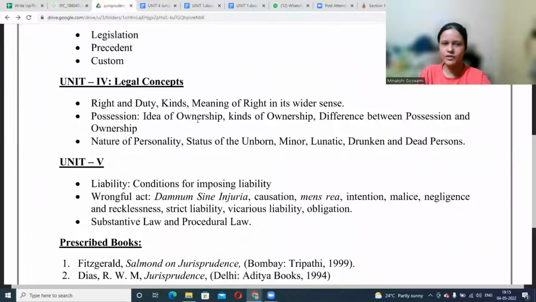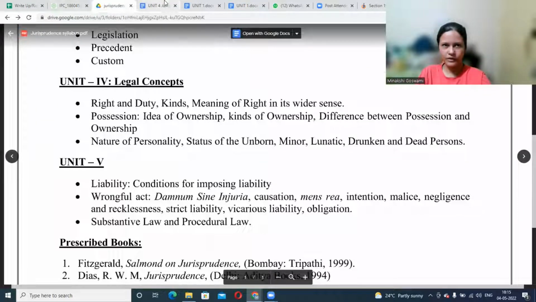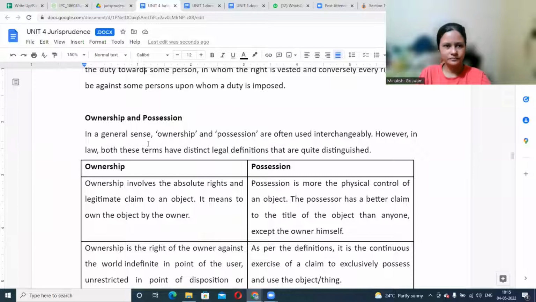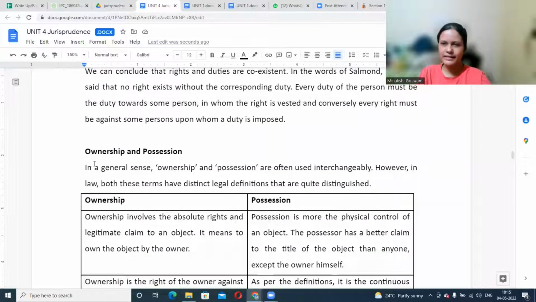Another concept we have is possession and ownership, which is also very important. Now, in a general sense, what do you think is the difference between possession and ownership? Ownership means absolute authority to enjoy the particular thing. And possession means even if a particular man is an owner of a particular thing, possession need not be with him. Yes.